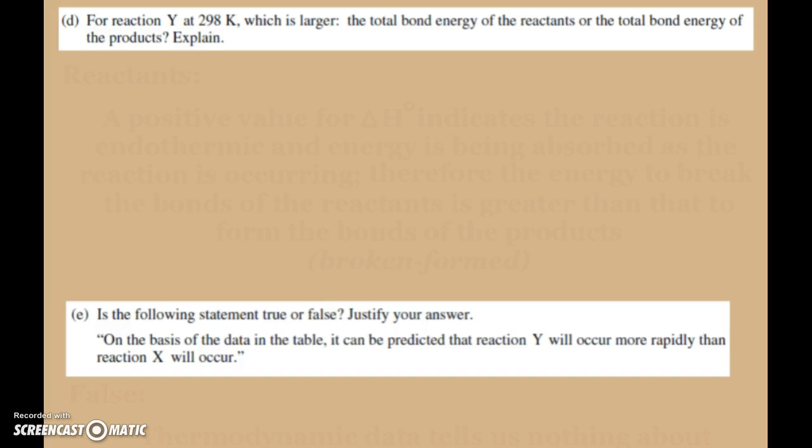All right, so again, for reaction Y, which is larger, total bond energy of reactants or total bond energy of products? All right, I see bond energies and I see reactants, bond energy, products. That brings us back to good old delta H. And remember, when we do delta H with bond energies, it's broken minus formed. We break them in the reactants and we form them in our products.